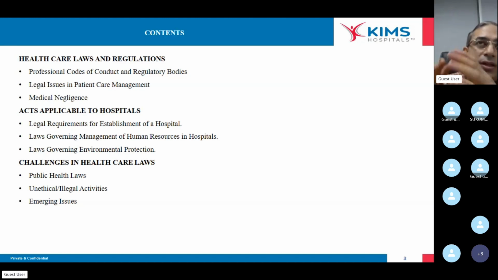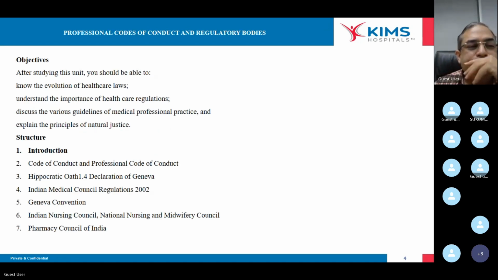All these things are covered in this chapter to make the administrator more knowledgeable of their role in administering a hospital, keeping in mind the regulatory and the statutory laws. After studying this unit, you should be able to know the evolution of healthcare laws. Introduction: there is something about code of conduct, there's Hippocratic Oath, Indian Medical Council regulations, Geneva Convention, Indian Nursing Council, National Nursing and Midwifery Council, Pharmacy Council of India. All these councils and various associations are governing the functioning of these staff in the hospitals.